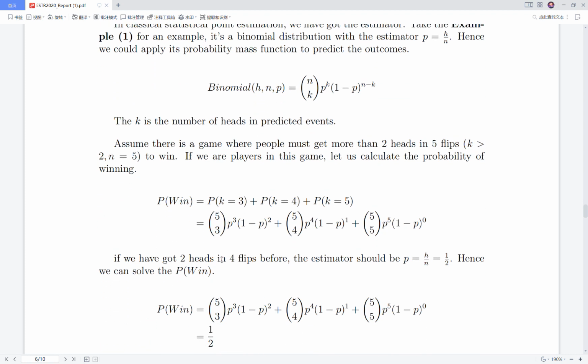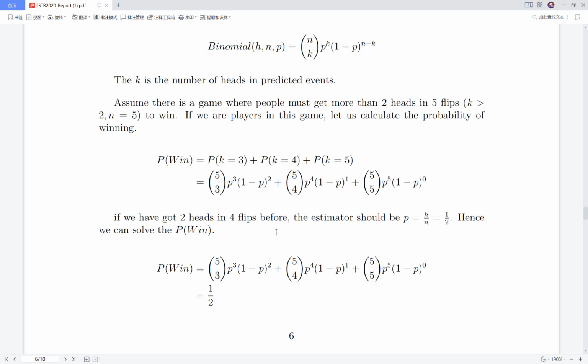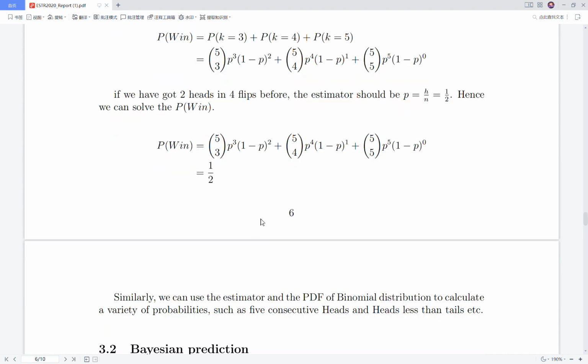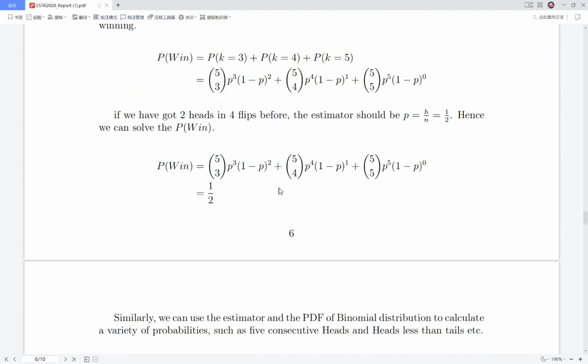If we have 2 heads in 4 flips before, the estimator should be p equal to 1 over 2, then we can solve that p win is 1 over 2. Similarly, we can use the estimator and the PDF of binomial distribution to calculate a variety of probabilities in the same way.